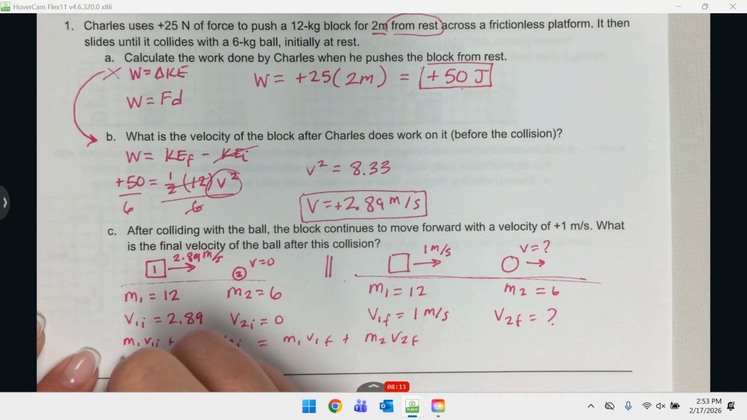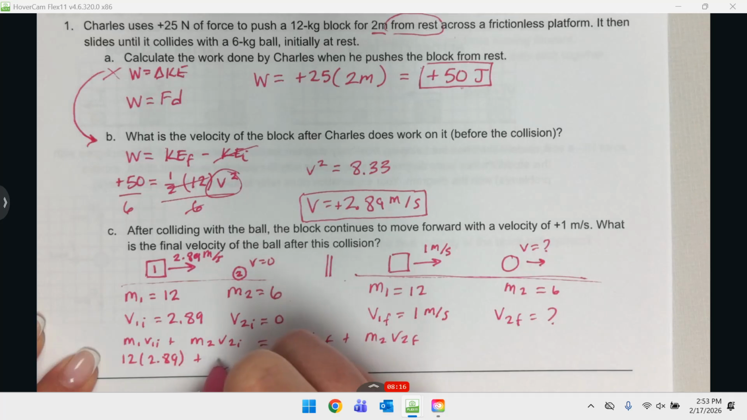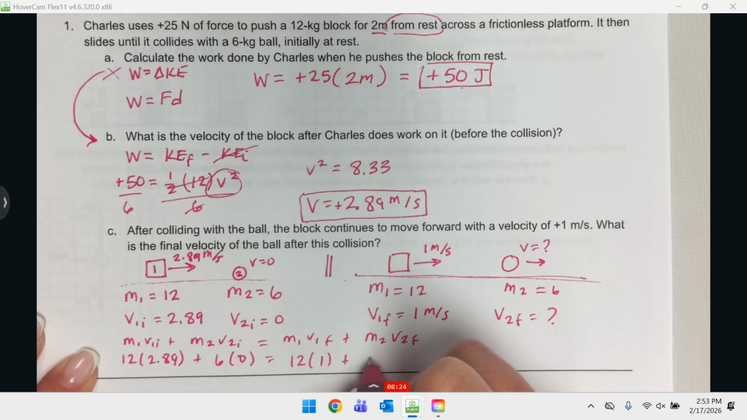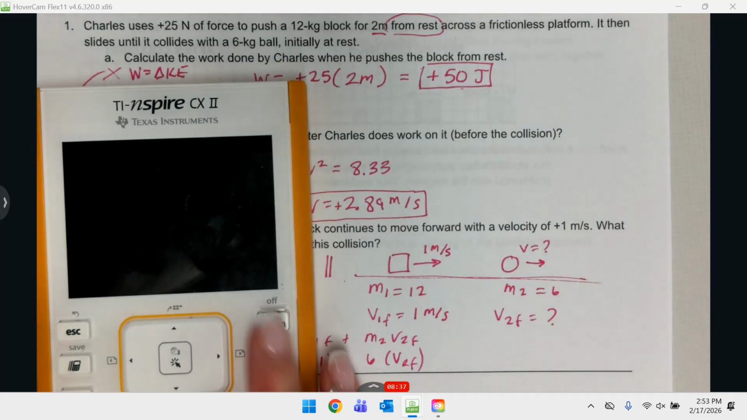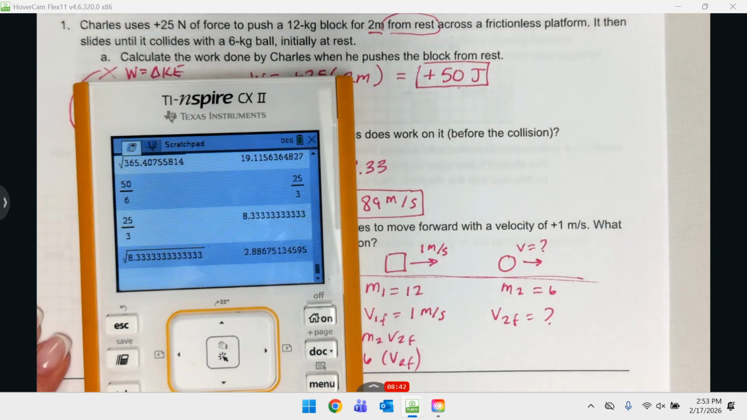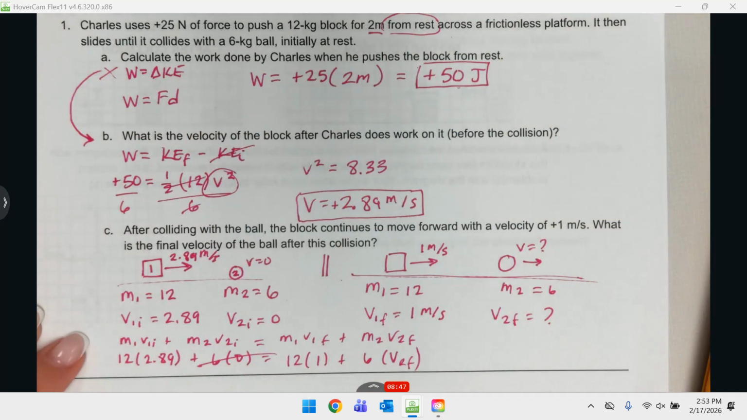Our mass, M1 is 12. This is going to be 2.89 plus M2 is 6 times 0 equals, this is going to be 12 times 1 plus 6 times V2F. So that's your substitution step. So now we're going to go to the calculator. This is obviously going to be 0, so I'm not going to worry about that. And we need to multiply this velocity, 2.89 times 12. That gives us 34.641 for this side.